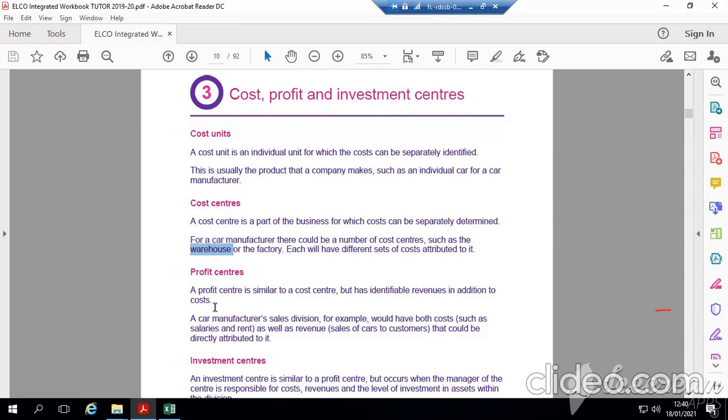Secondly, what is the profit center? A profit center is similar to the cost center, because in companies you have different departments, and each department has its own center. So probably one center is making a profit and the other one is making a loss. So again, you need to understand and calculate cost for each individual center.